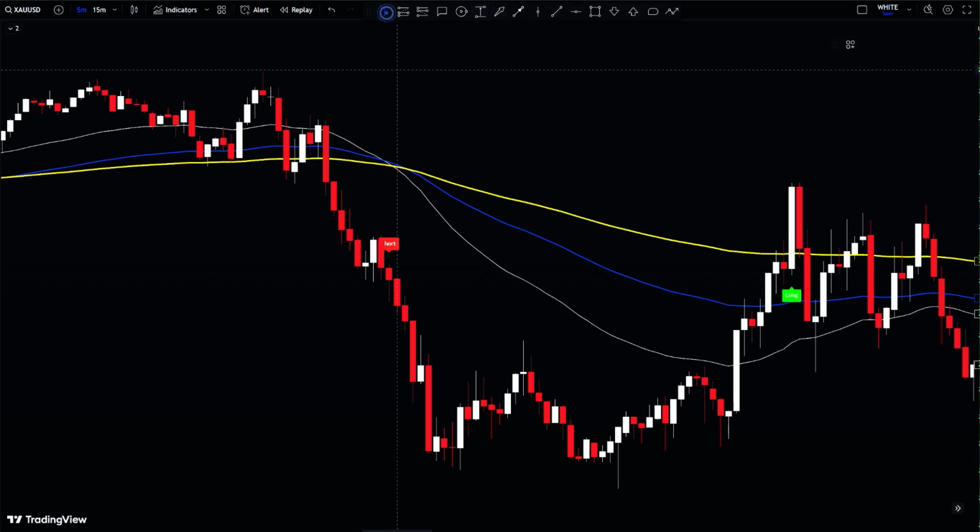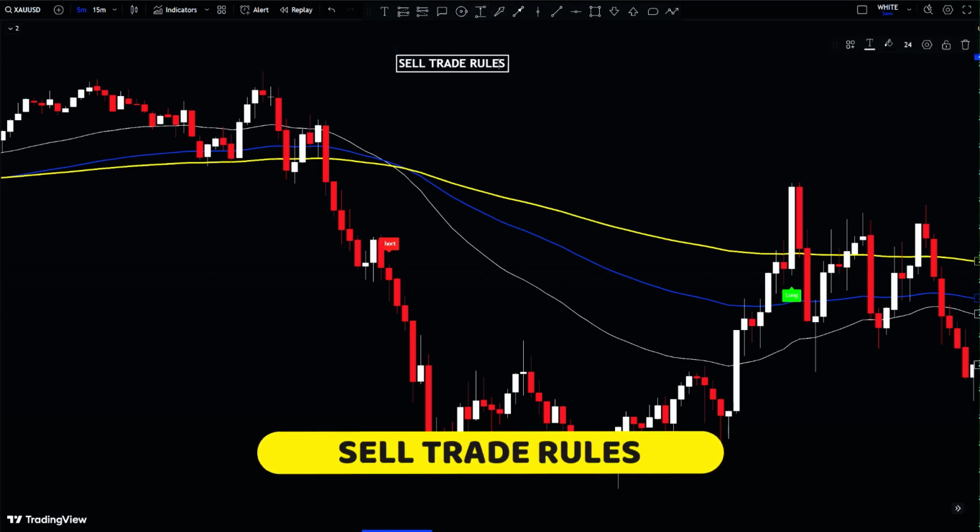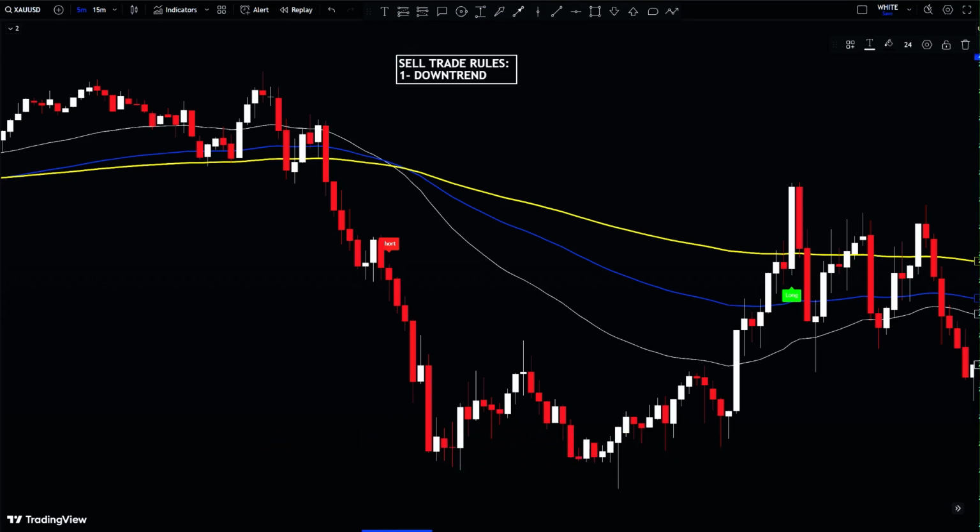Now let's chat about sell trades. I'll keep it short and sweet. Essentially, it's the same process as buy trades but in reverse. When you're looking for a sell trade, first make sure that there's a downtrend by checking the price is below all the moving average lines. This tells us that the bears are in control.